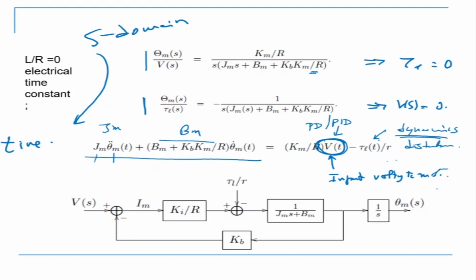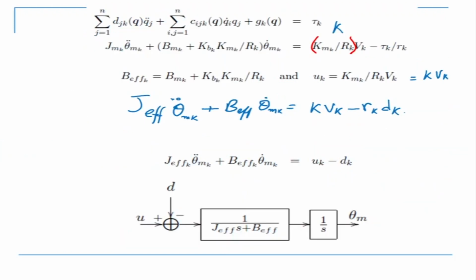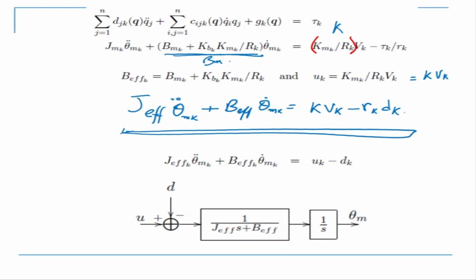When we say controller, I need to design or frame a controller. If it's a PD, it only has a KP and a KD, and I put it here. That decides how much voltage will go to the motor. If it's a PID, then it will be KP, KI, and KD. Next, I am simplifying this equation as I just wrote. These terms are simplified into one term Bm, and I write my equation like this: J effective times theta m double dot plus B effective times theta m is equal to K times Vk, which is my input, and minus R times dk.